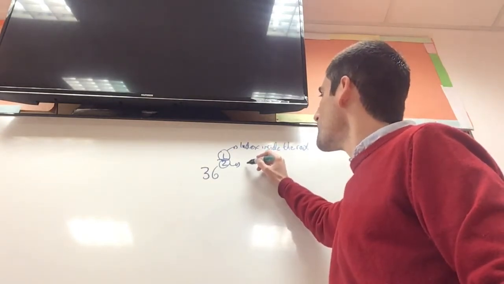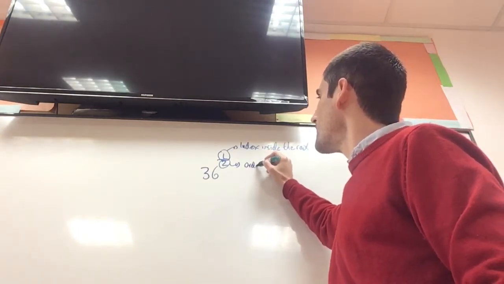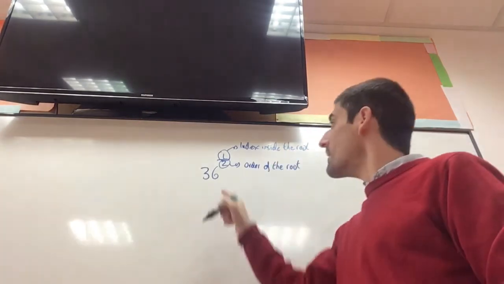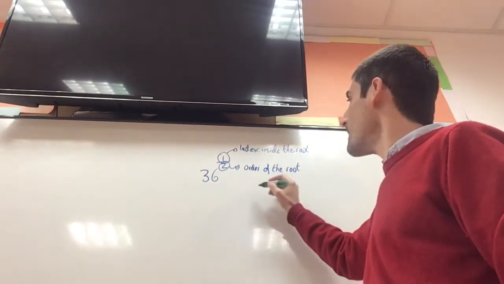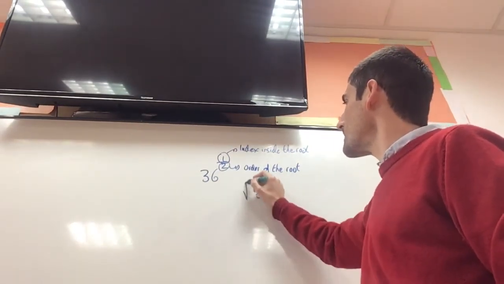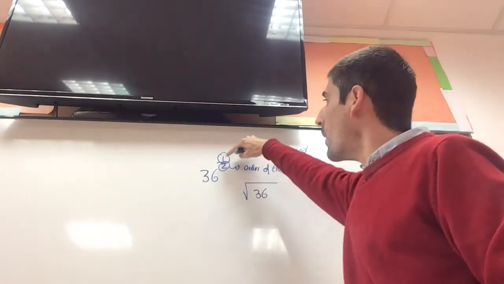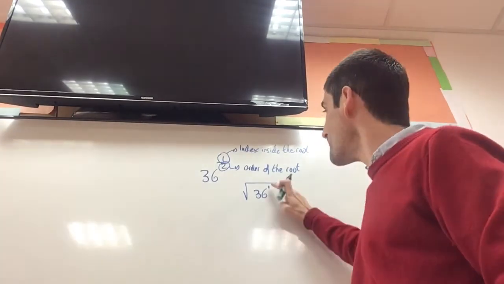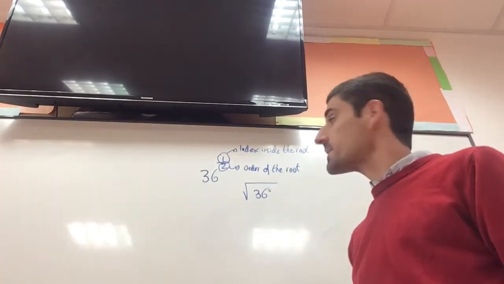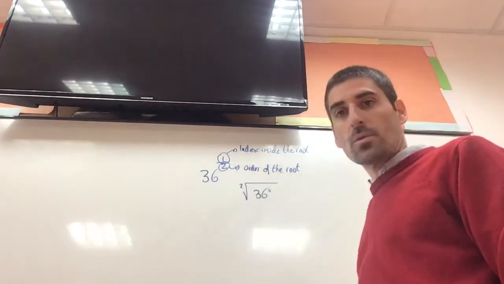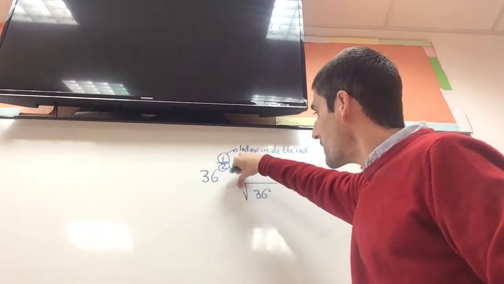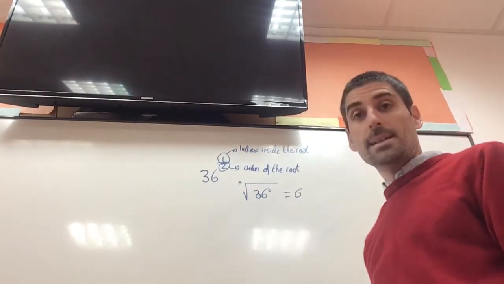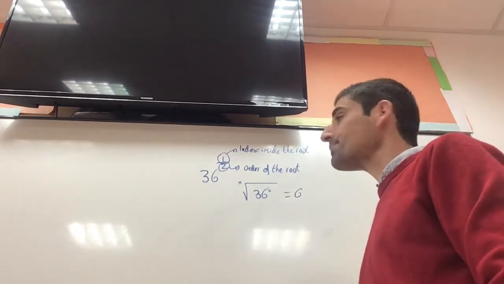So this is the order of the root. So 36 to the power 1/2: 36 goes inside the root, with the numerator 1, so it will be 36 to the power 1, but we know that 36 to the power 1 is just 36, and 2 will be a square root, but for a square root we do not need to write the 2. So the square root of 36 is 6. That's one way to do it.